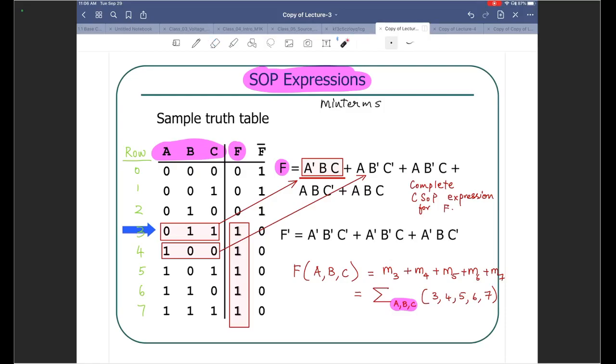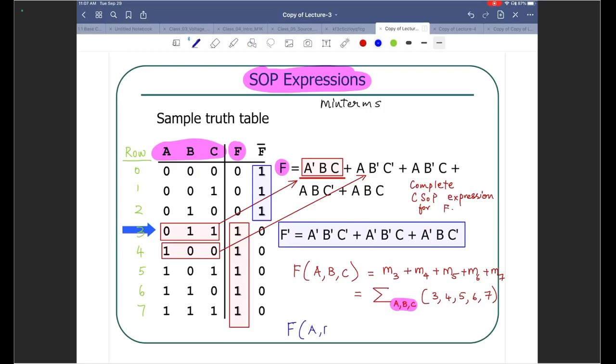And similarly, we have also written a complete canonical sum of product expression for F complement here. Let me show that in blue right here. And that is due to these 3 ones. So what I'll do is I will ask you guys to tell me what I should fill here. Summation A, comma B, comma C. This is for F complement. What should I fill here? Zero, 1, 2 is perfect.